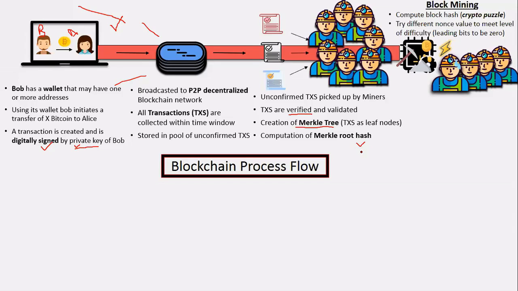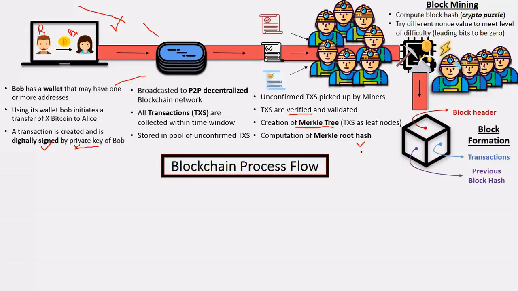So all these miners, at a massive hashing rate, try different nonce values, and they keep on computing different hash values and matching them with the difficulty level. The moment this condition is satisfied, that means any one of the miners manages to find a hash value that meets the constraint, which is the difficulty level, that miner is said to have solved the cryptographic puzzle.